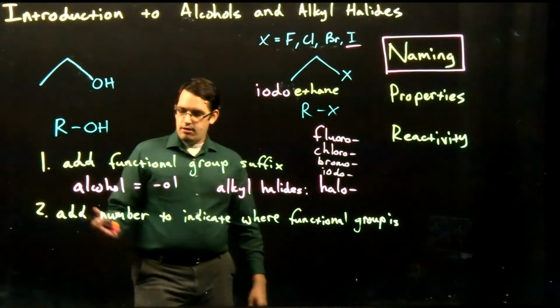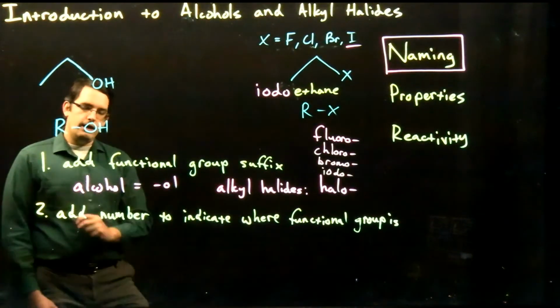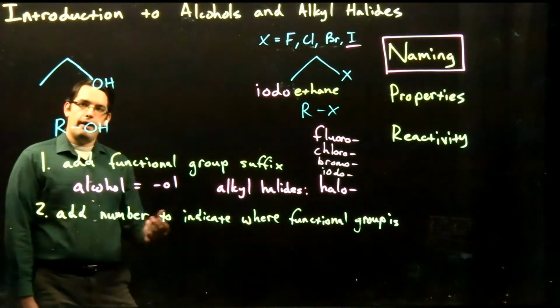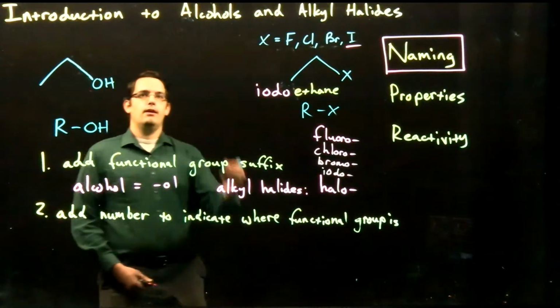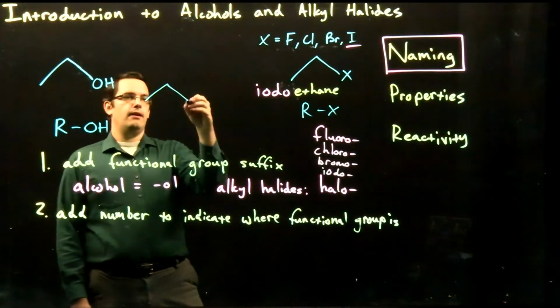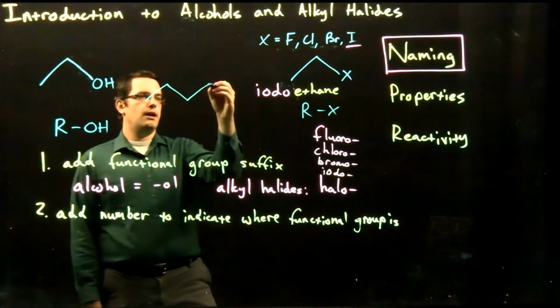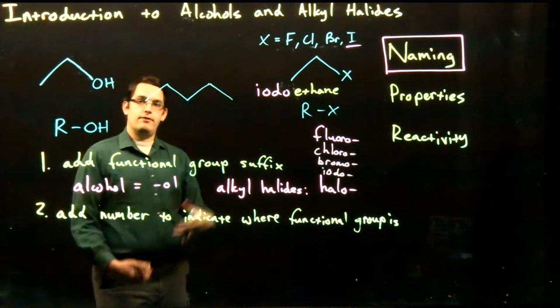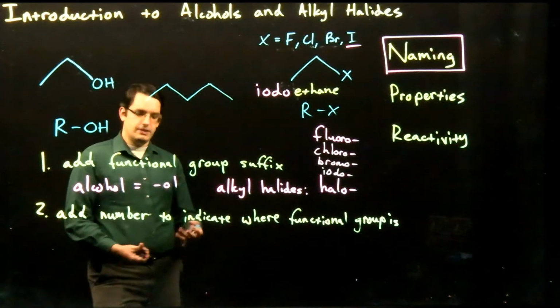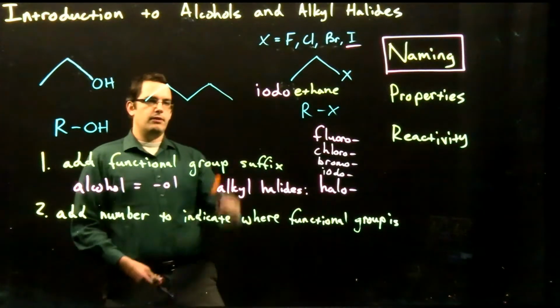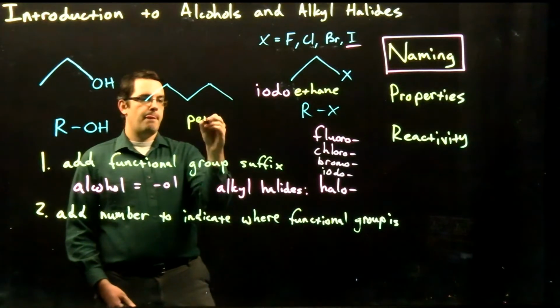Now again, we also have to add a number here to indicate where our functional group is, just as we had to do with our alcohol. So again, we might have an alkyl halide with multiple carbons. Here we have 5 carbons, so we use our prefix for 5, which is pent. So this would be pentane.